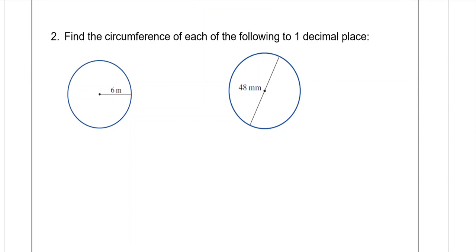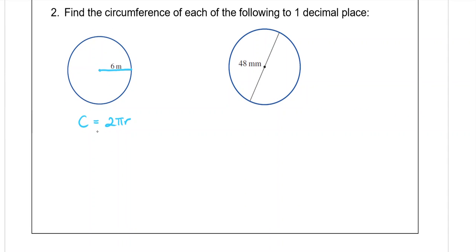We want to find the circumference of each of the following correct to one decimal place. So there are two formulas for circumference. One for when we're given the radius and one for when we have the diameter. So in the first question, from the center to the edge, that's a radius. So we will use C equals 2 pi r. Then on the second line of working, we want to substitute in that the radius is 6. So it's 2 pi times 6.